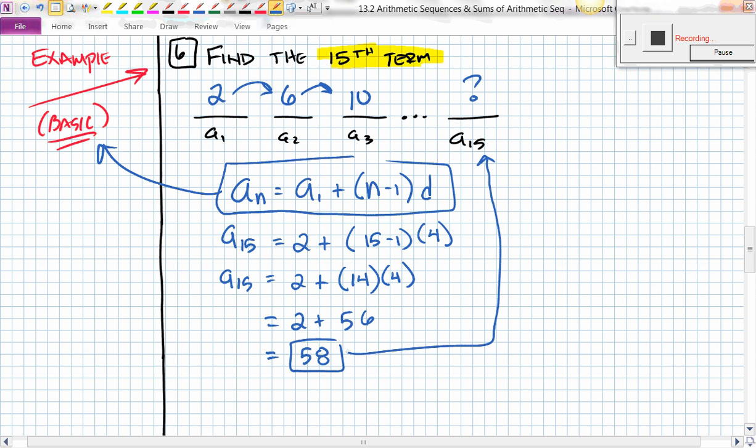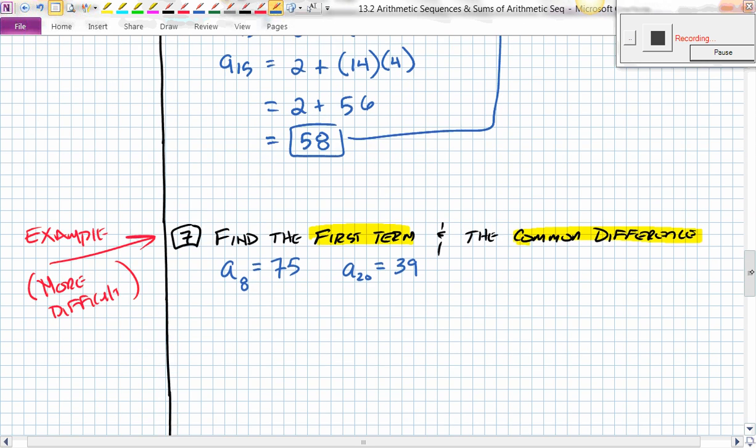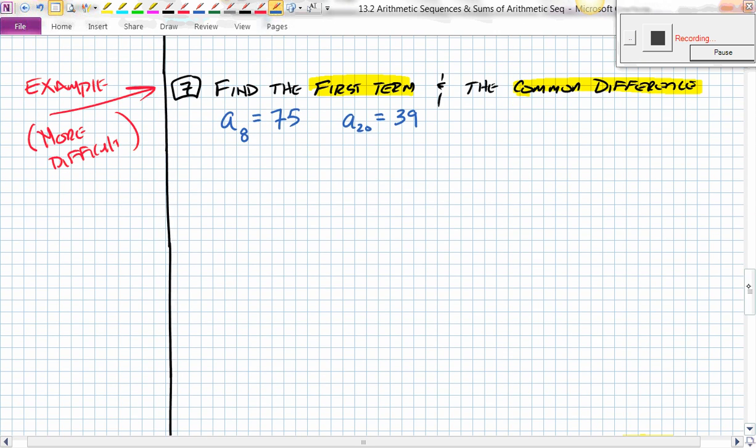Okay, let's go on to a more challenging example where we use the fast-forward formula again. So here's a more difficult example. It's asking us to find the first term and the common difference. And all they give us is that the 8th term is equal to 75.